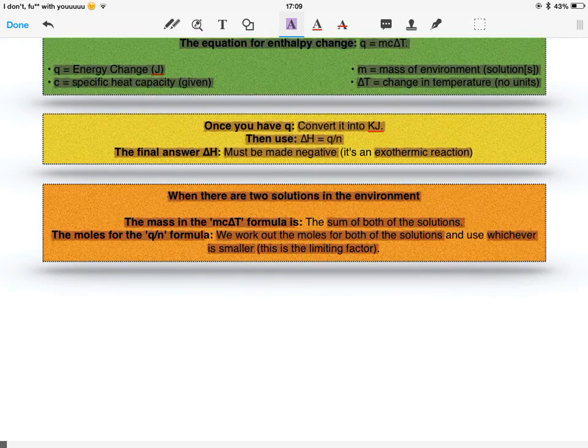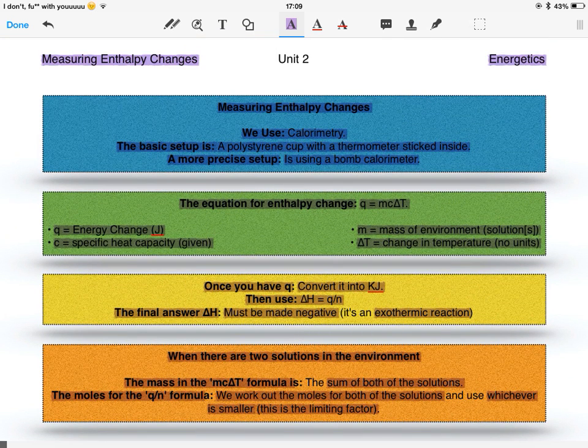And that's all you need to know for the enthalpy change measurements.